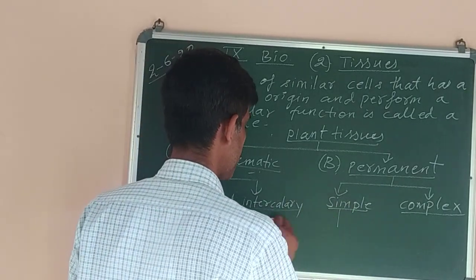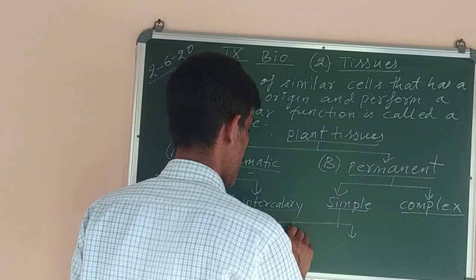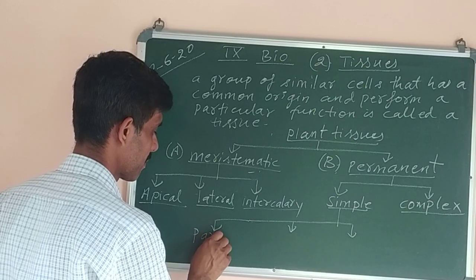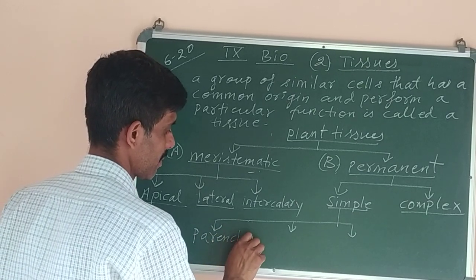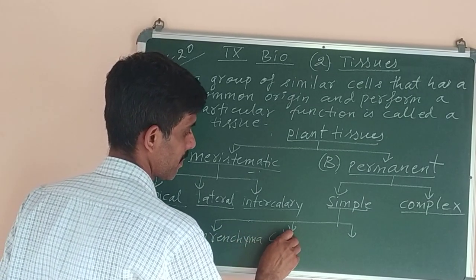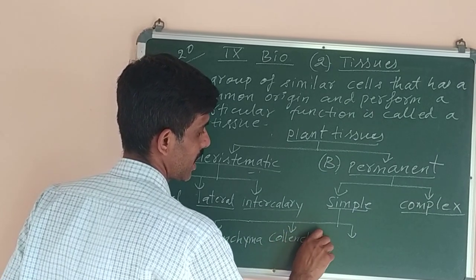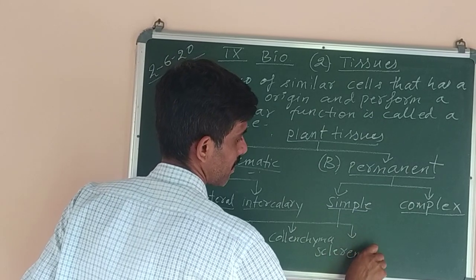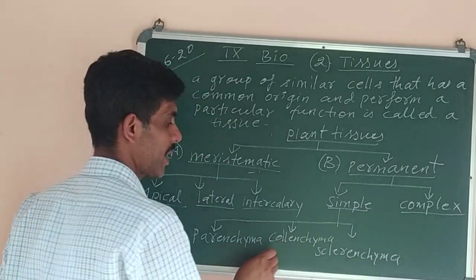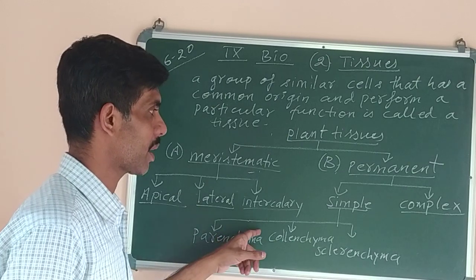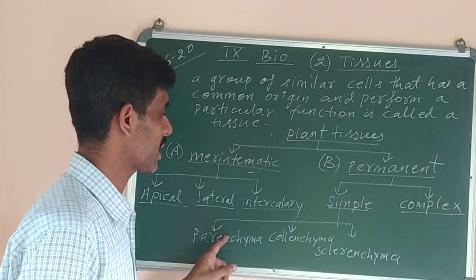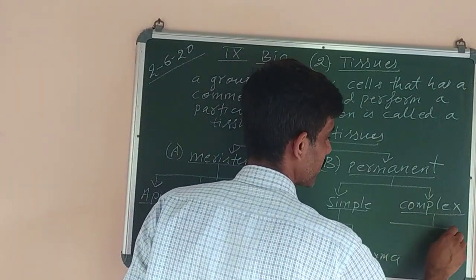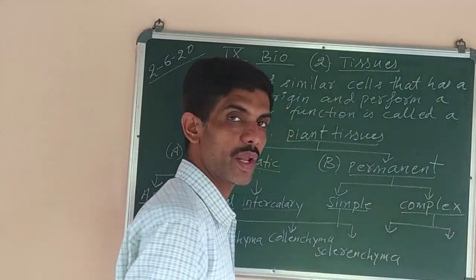And they are further classified into three types. Three types of simple permanent tissues are there in the plants. What are they? Parenchyma, collenchyma and sclerenchyma. The third one is sclerenchyma. These are the three different types of simple permanent plant tissues. Parenchyma, collenchyma, sclerenchyma.